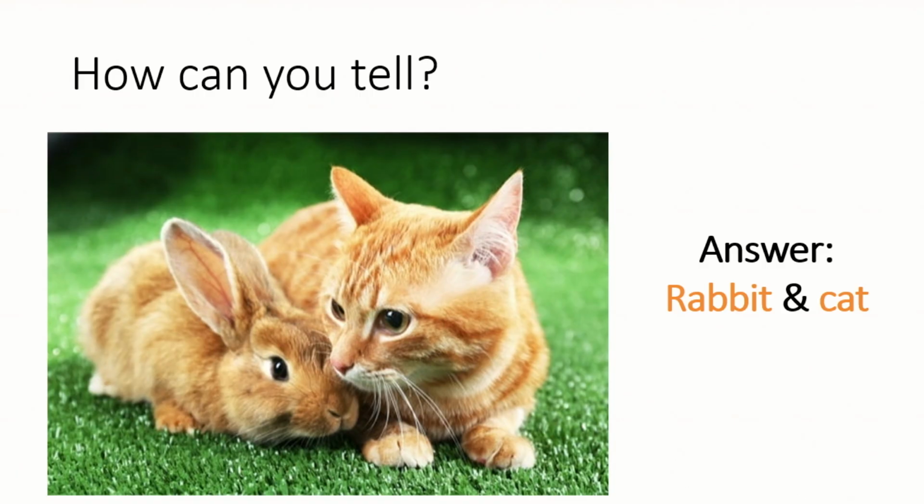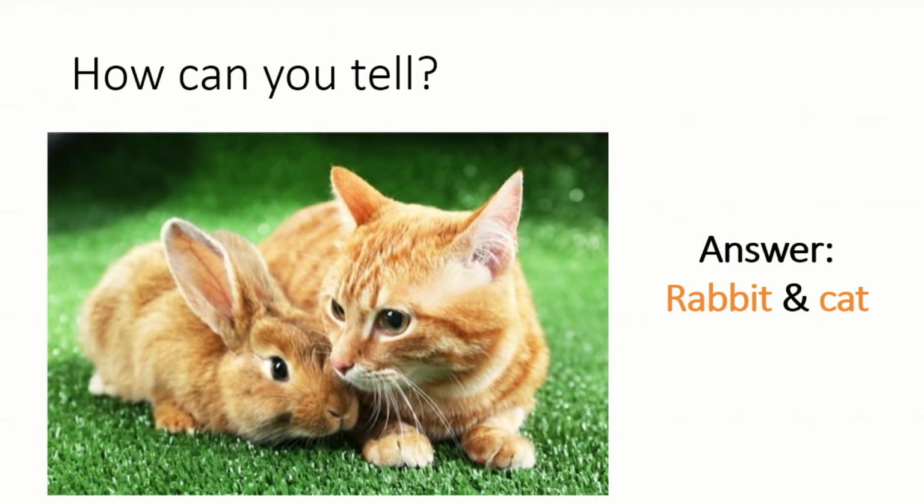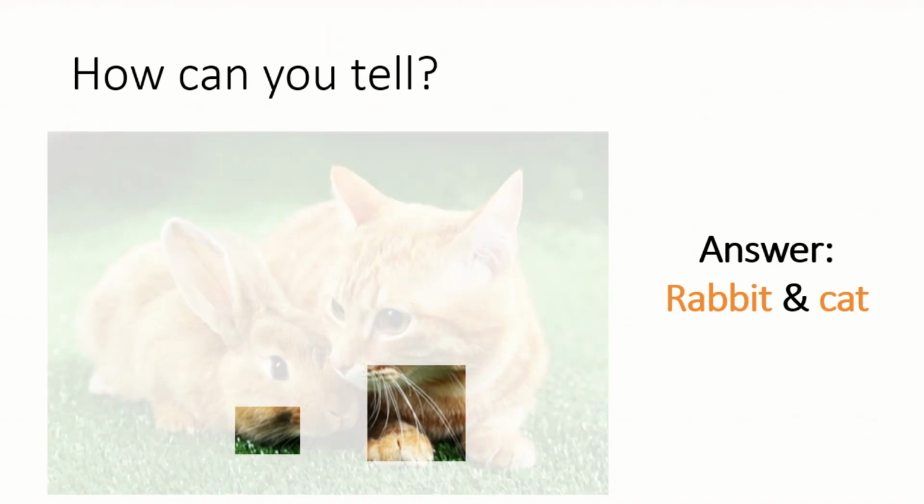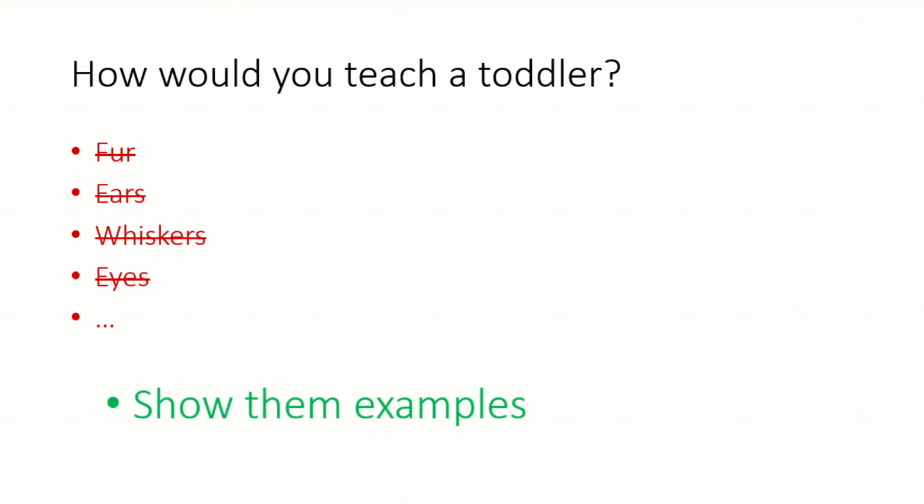If I ask you how you know that these are a rabbit and a cat, I mean, they both have kind of the same fur. Their ears are approximately of the same size. They both have whiskers. If you were to teach a small child, a toddler, what a cat and a rabbit are, how would you explain it to them? I bet you wouldn't mention any of these specific features. You just show them examples and let them figure it out.